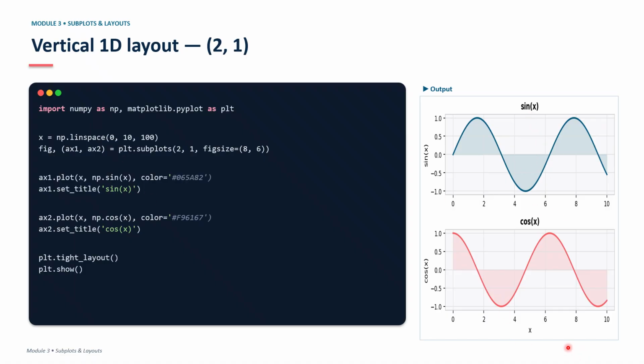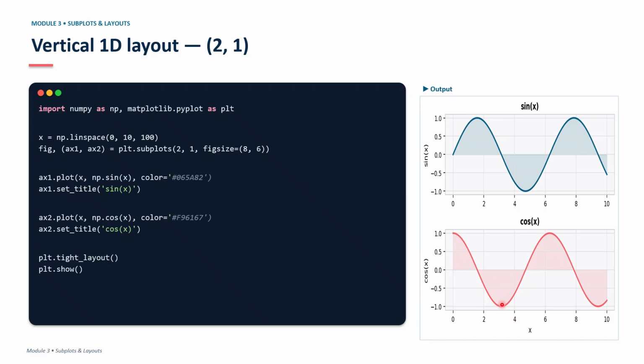And here the code plots the sine curve, which is in dark blue on the top, and the cos x curve which is in red on the bottom. So notice that both are sharing the same x range, which ranges from 0 to 10, which makes the comparison easy. You can look straight down from any x value and compare the sine versus the cos at any point.